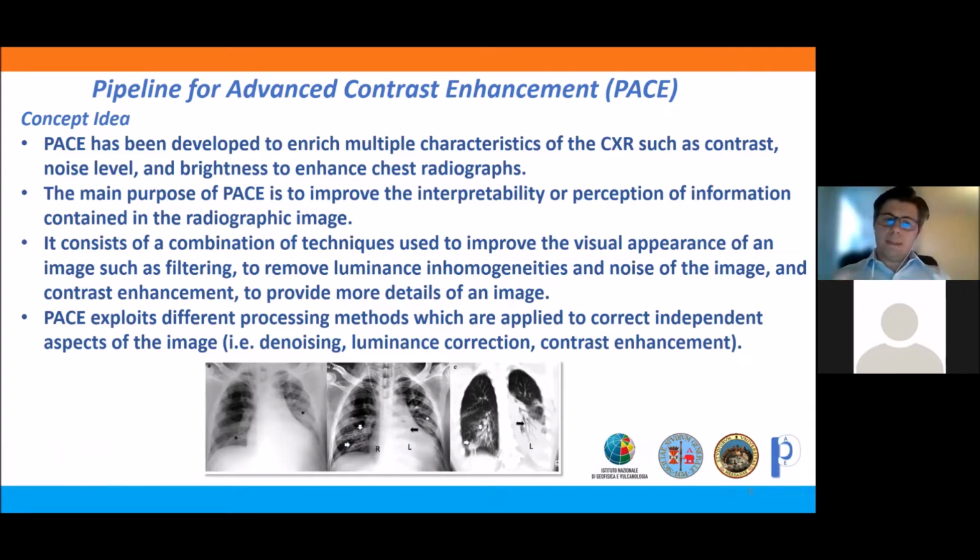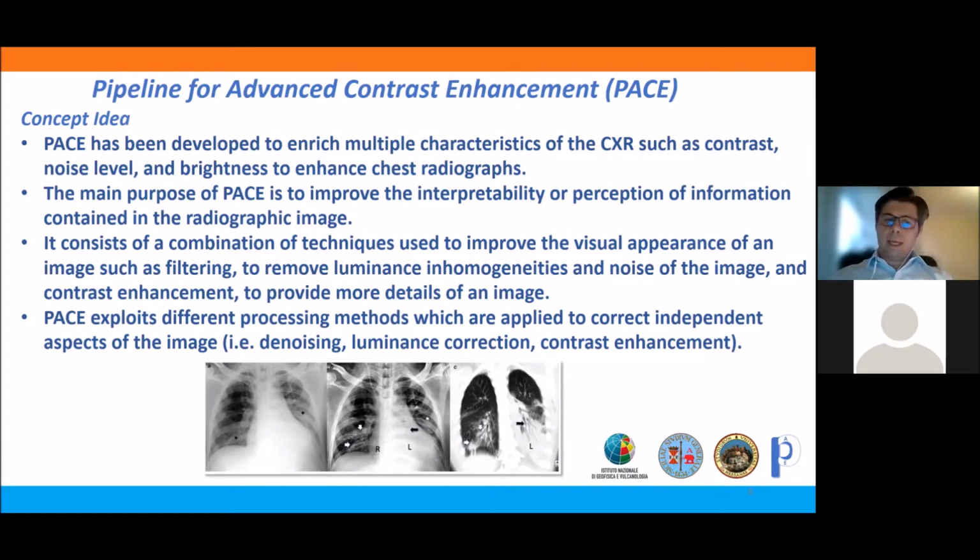In order to make this happen, we use a combination of multiple techniques together to improve the visual appearance, such as, for example, we remove luminance inhomogeneities and noise from the image. And we also apply contrast enhancement techniques on the image to provide even more details.